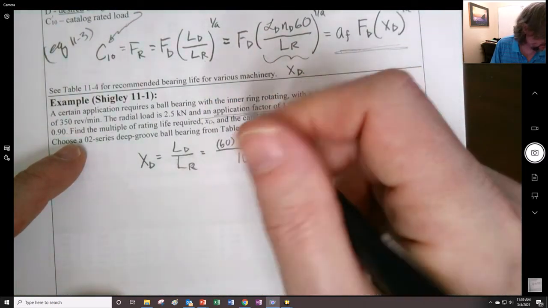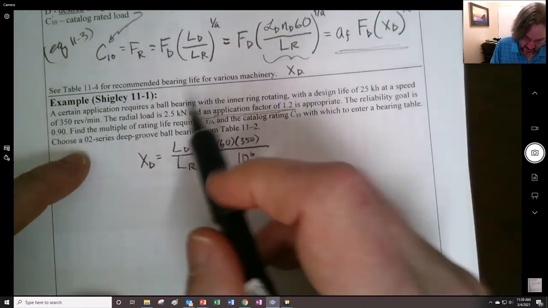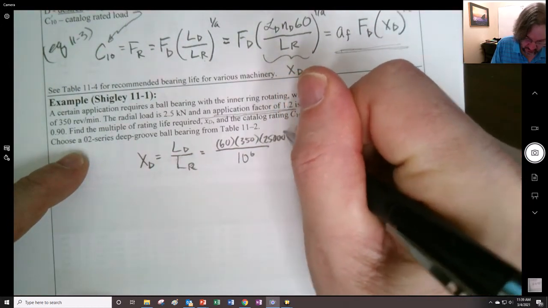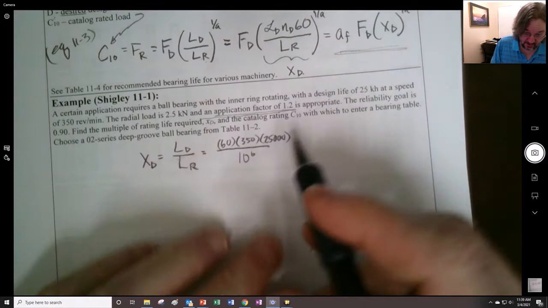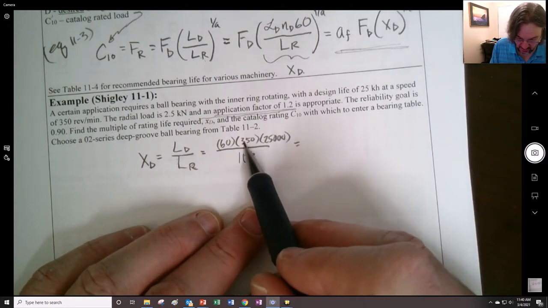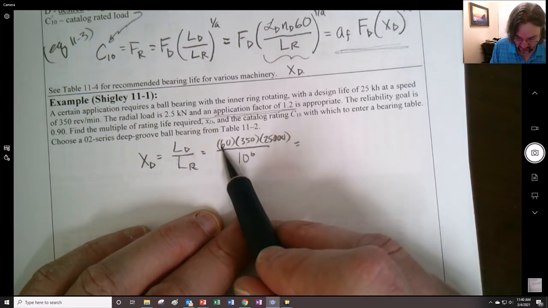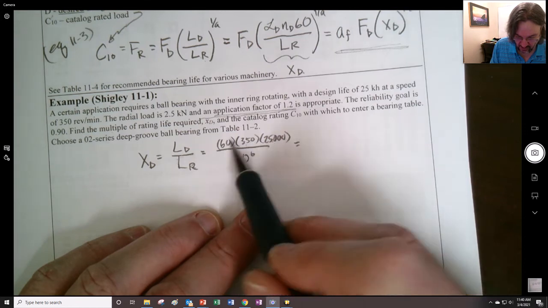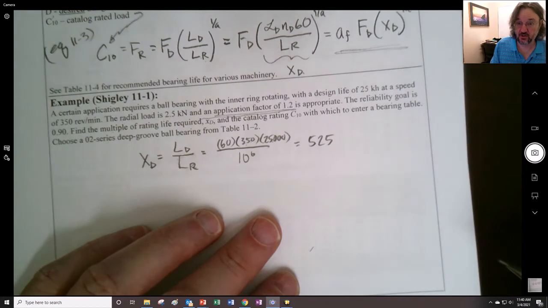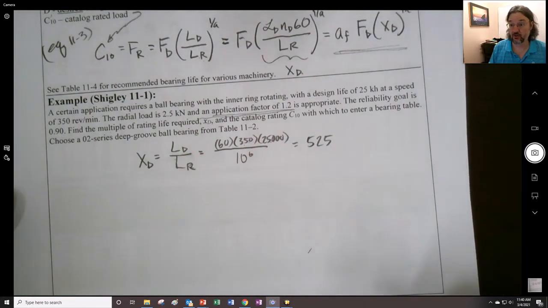So 60 is a conversion. We're going to have our 350 RPM, and they want it to last for 25,000 hours. So now we have cycles divided by cycles, right? So 25,000 hours. Here is how many revolutions per minute, but now we change it to revolutions per hour. So now we figure out how many revolutions we're dealing with right here. So 525 is the ratio, right? And quite often we want it to last a lot longer than 1,000,000 cycles.